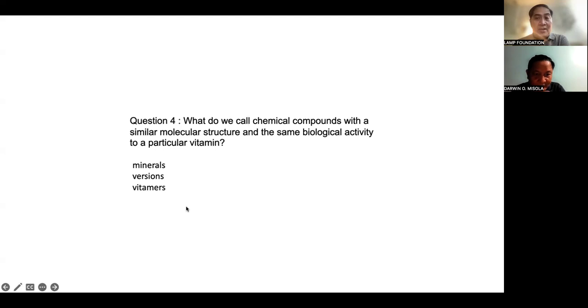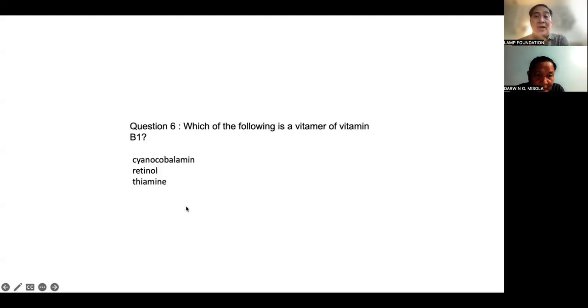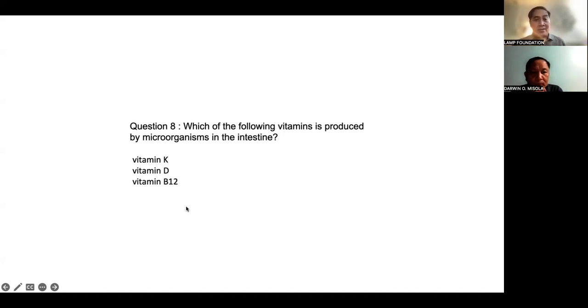What do we call chemical compounds with a similar molecular structure and the same biological activity to a particular vitamin? Vitamers. Ascorbic acid is the vitamer of Vitamin C. Which of the following is a vitamer of vitamin B1? Thiamine. Which of the following conditions is caused by a deficiency of vitamin B1 in the body? Beriberi. Which of the following vitamins is produced by microorganisms in the intestine? That is why there should be probiotics. Vitamin K. Yes.